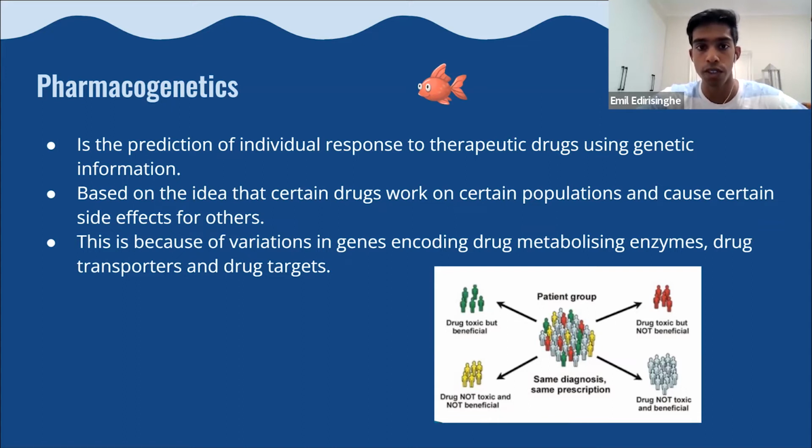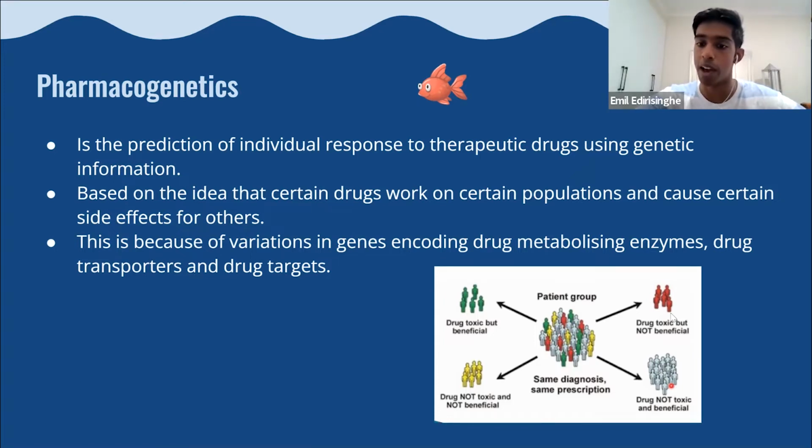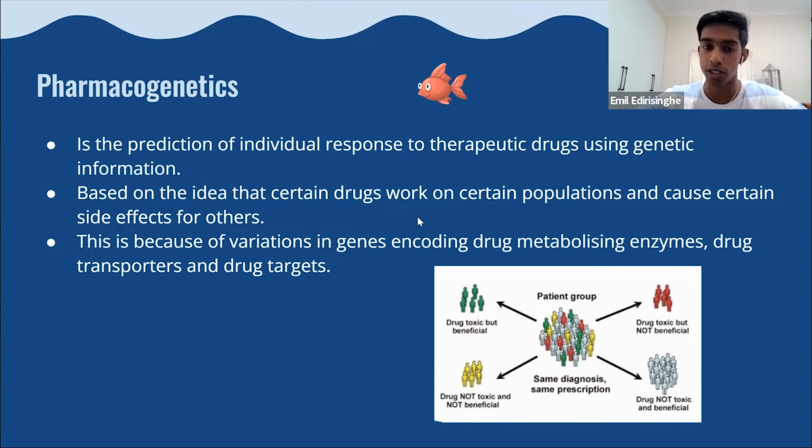because it shows that for some groups, the drug can be toxic but beneficial. For other groups, it can be not toxic and not beneficial. And then it can be not toxic and beneficial. So this is the best group. You want the drugs to have no side effects and be beneficial. But then there can be a group where the drug is toxic, but also not beneficial, and that's the last thing that you want. And the issue is that this can occur because of pharmacogenetics and the implications of genetics on the effectiveness of certain drugs.